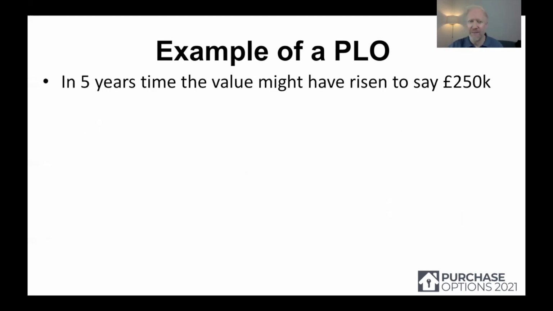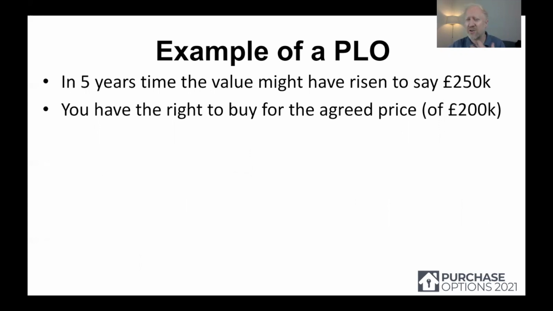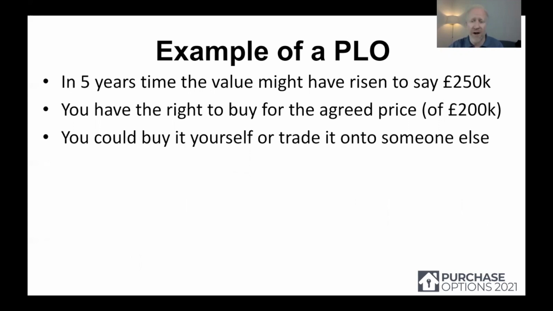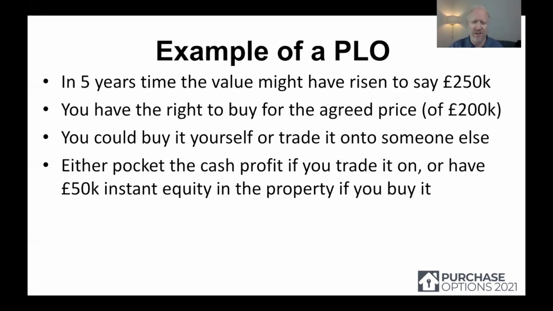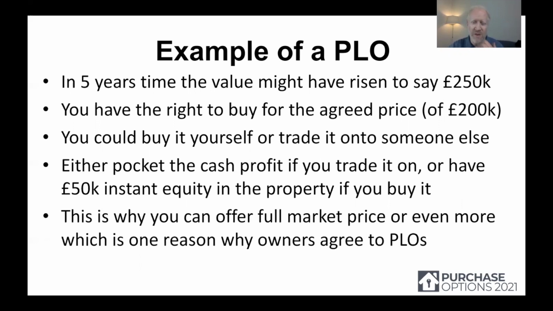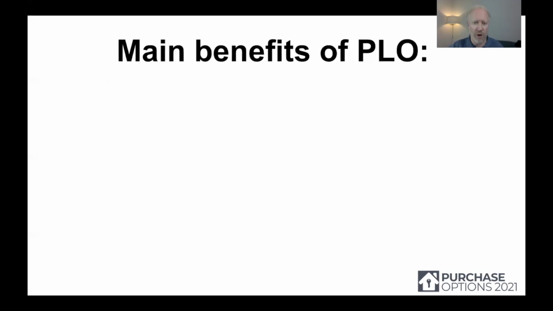Now it gets even better, because in 5 years' time, the value of that property might have gone up. Maybe it's gone up to, say, $250,000. And remember, you've got the right to buy for the agreed price of just $200,000. So you could buy it yourself, or you could trade it on to someone else. So either you're going to pocket a cash profit by selling to someone else, or you've got £50,000 instant equity in the property the day you buy. This is why we can offer a seller the full market price, or maybe even a little bit more than the current market price, because the owner is going to get more money than if they sold it right now. And that's one of the reasons they often agree to doing a purchase lease option.